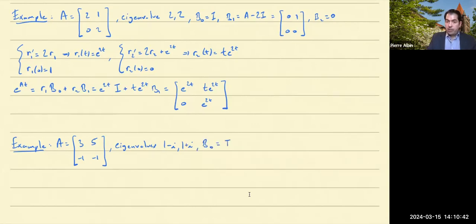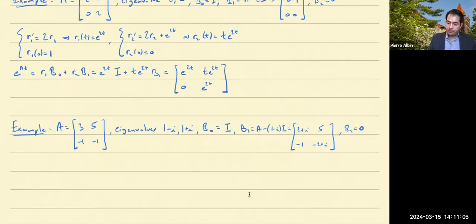So that gives us B0 is the identity, B1 is equal to A minus (1 minus i) times the identity. So that would be 2 plus i, and then this doesn't change, so 5, and then minus 1, and then minus 2 plus i. Right? B2 would be 0 by Cayley-Hamilton.